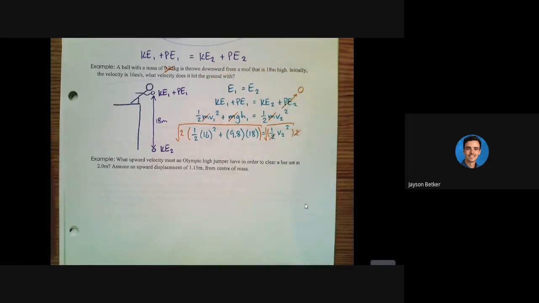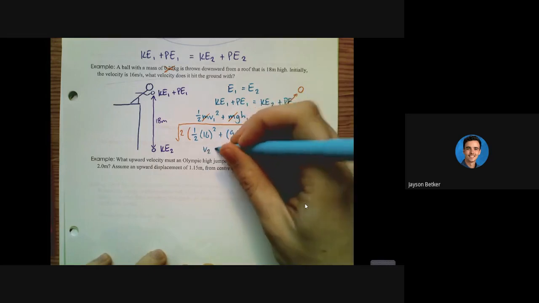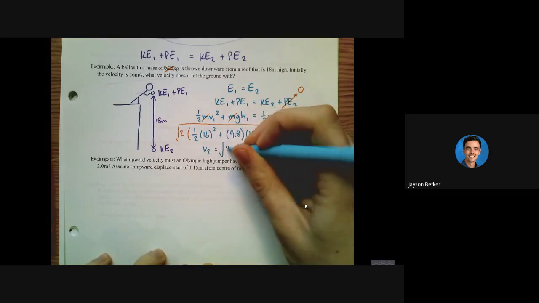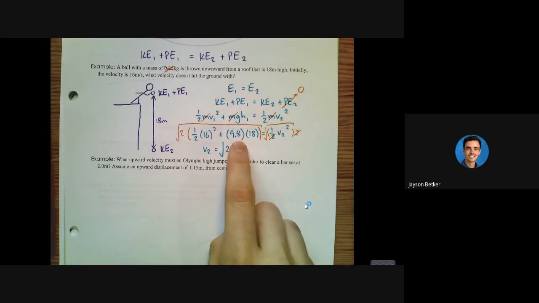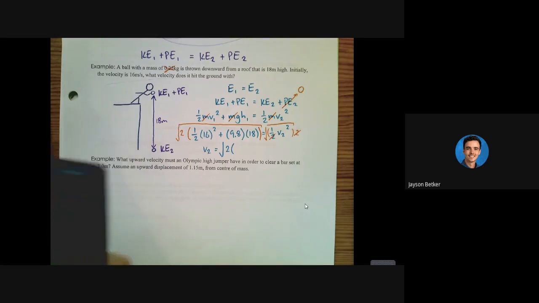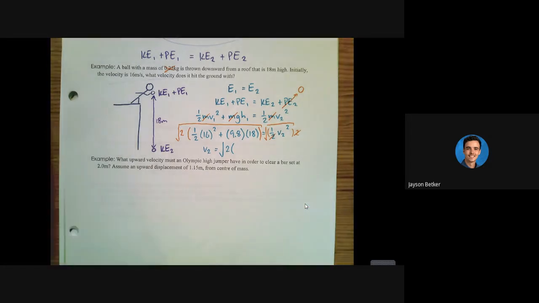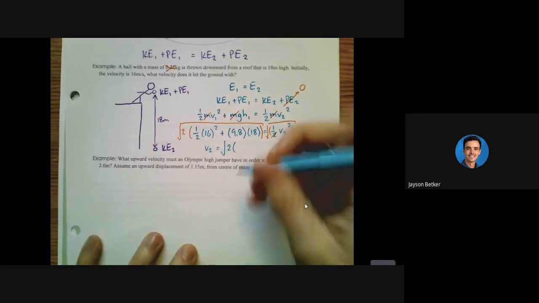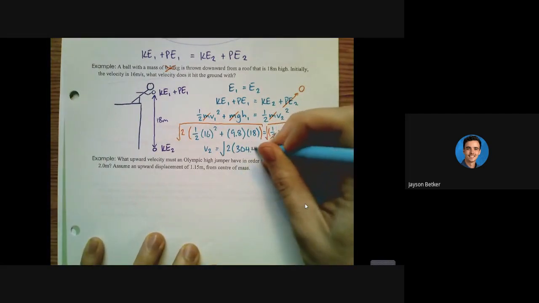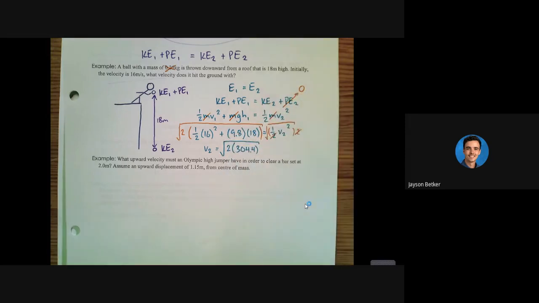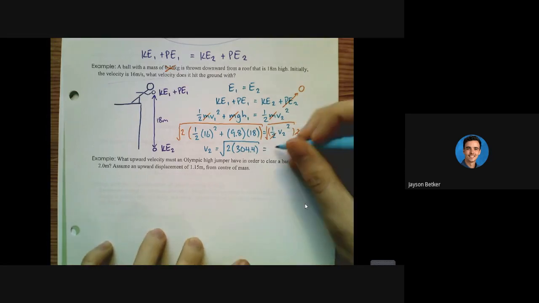So there you have it. We are going to have V2 is equal to the square root of 2 times, I'm going to do what's inside of my brackets here. So we've got 1/2 16 squared plus 9.8 times 18. And that should give us 304.4. So there we go, 304.4. And 304.4 times 2, and then under the square root. If I plug that into my calculator, I should get 24.7 meters per second.